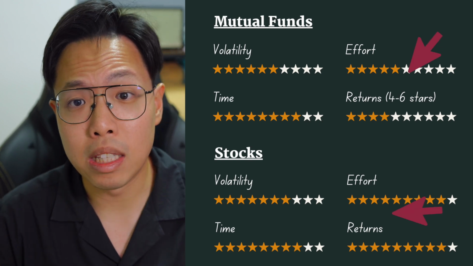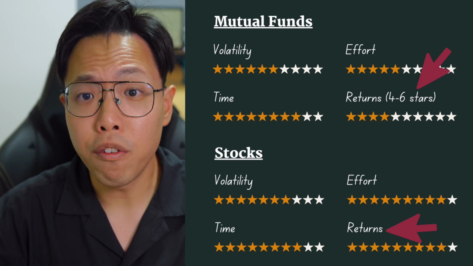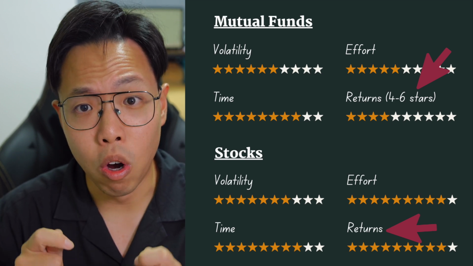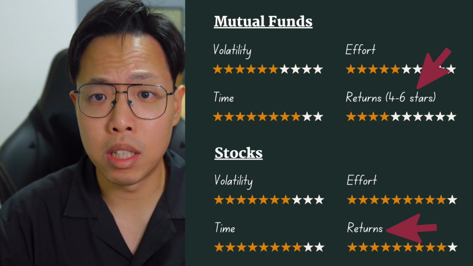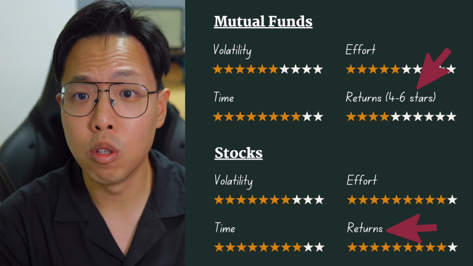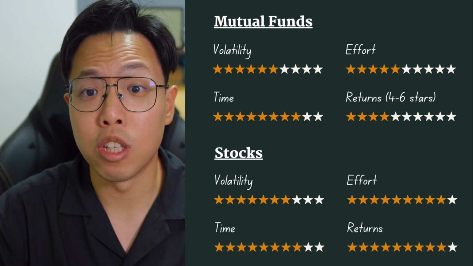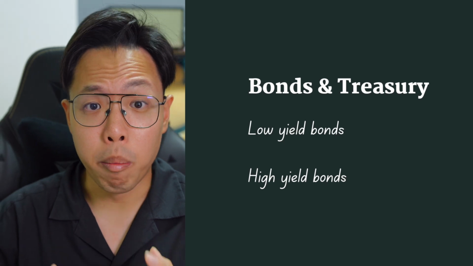Now, finally, in terms of returns, for stocks, I think very straightforward, 9 out of 10. However, for mutual funds, this is the only category where I actually gave a range of answers. I would say 4 to 6 stars here for the very simple reason that a lot of mutual funds actually lose to the index, but if you pick the right ones, you are able to beat the market as well. So 6 out of 10.